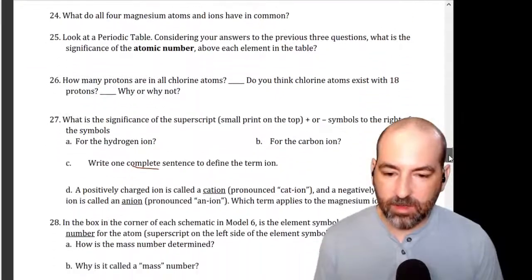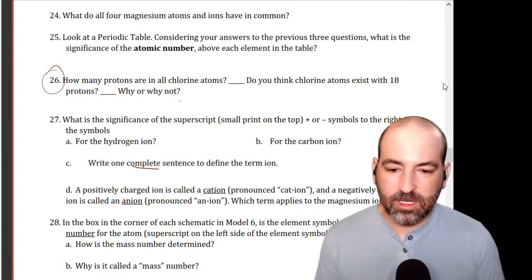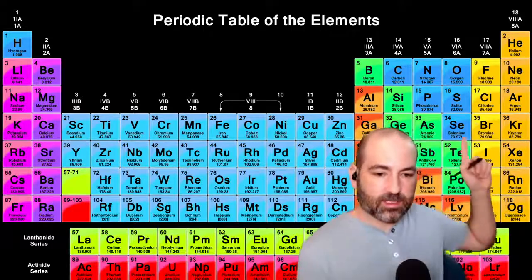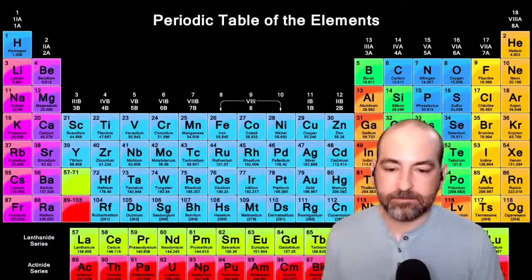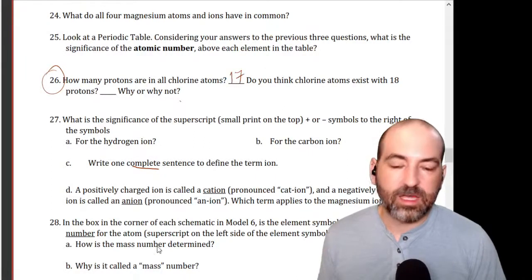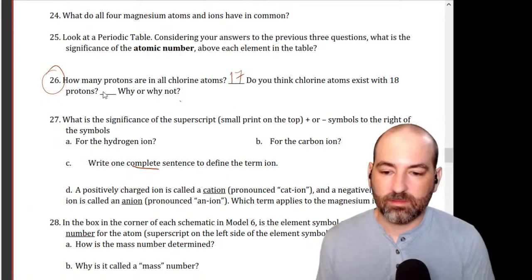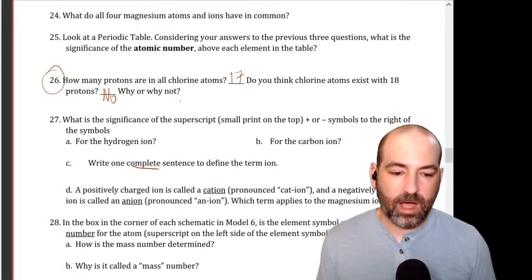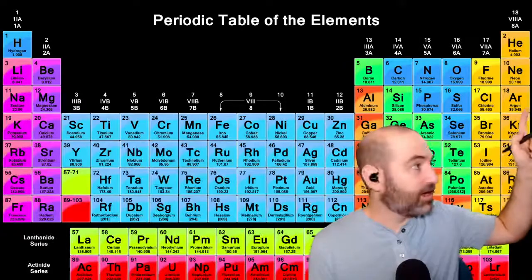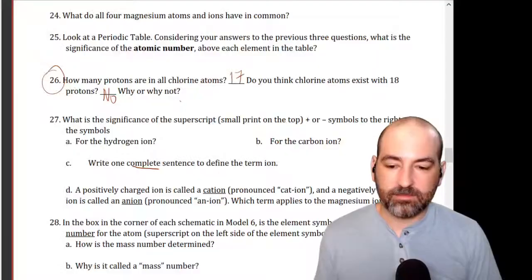For example, how many protons are in all chlorine atoms? Let's look here at number 26. We look up chlorine on the periodic table, and you can see it's right up here, number 17. So all chlorine atoms must have 17 protons. Do chlorine atoms exist with 18 protons? They do not. And why not? Because any atom that had 18 protons is no longer called chlorine. It is now argon, the next one over. So that's no longer chlorine. That is now argon.